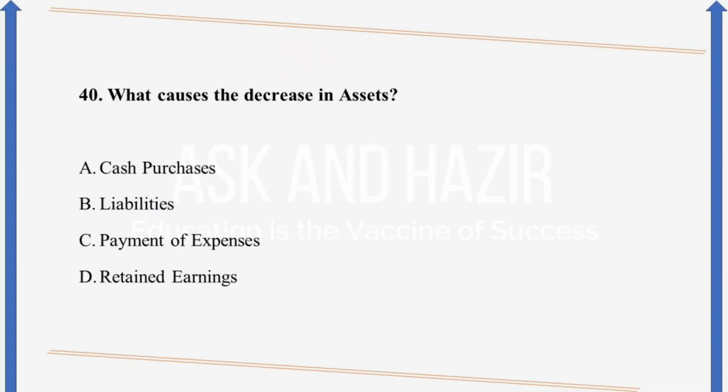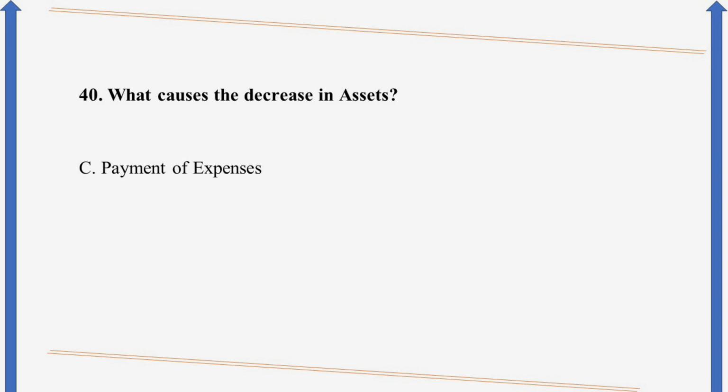40. What causes the decrease in assets? Cash purchases. Liabilities. Payment of expenses. Retained earnings. Answer, C. Payment of expenses.